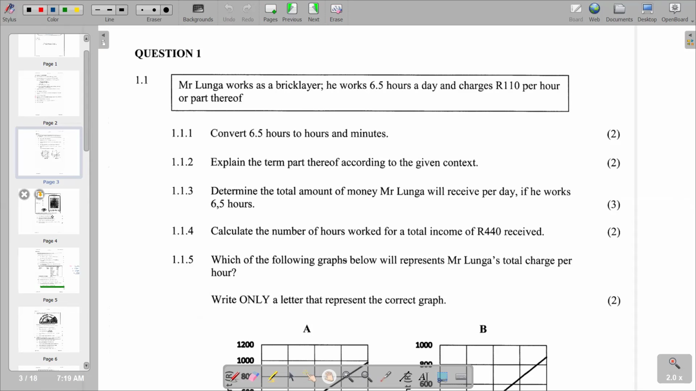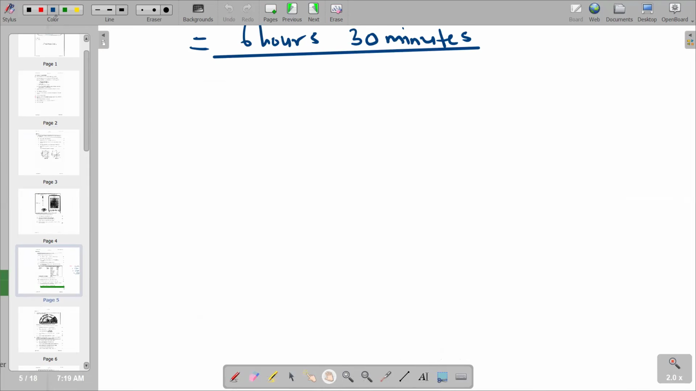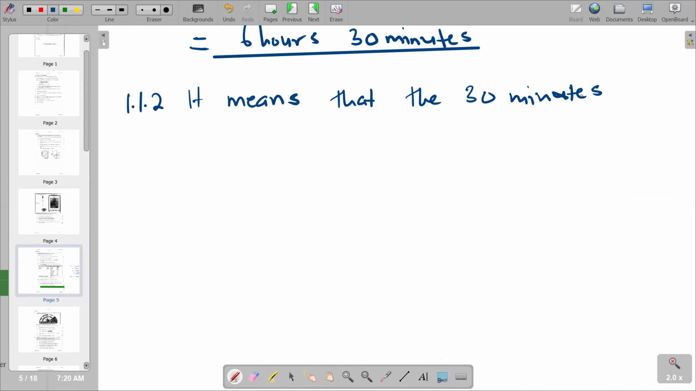So we have to just explain it within that context, whereby now we are saying 1.1.2, and we are saying it means that the 30 minutes will be charged at 110 rands. So basically, that's what we have on part thereof.